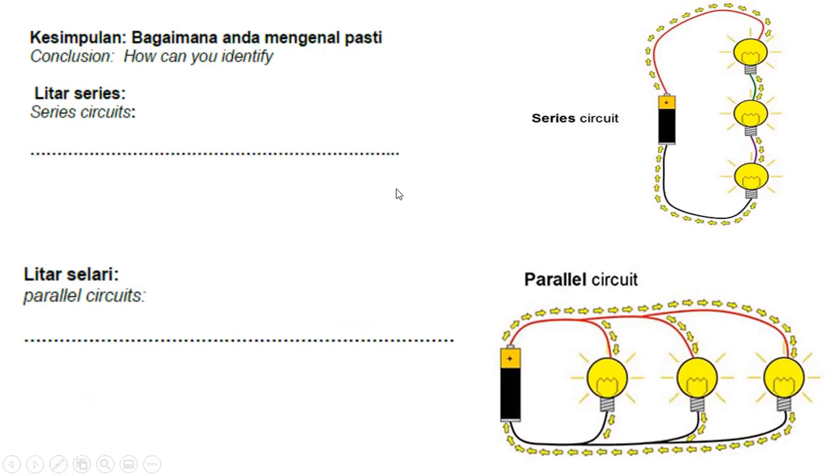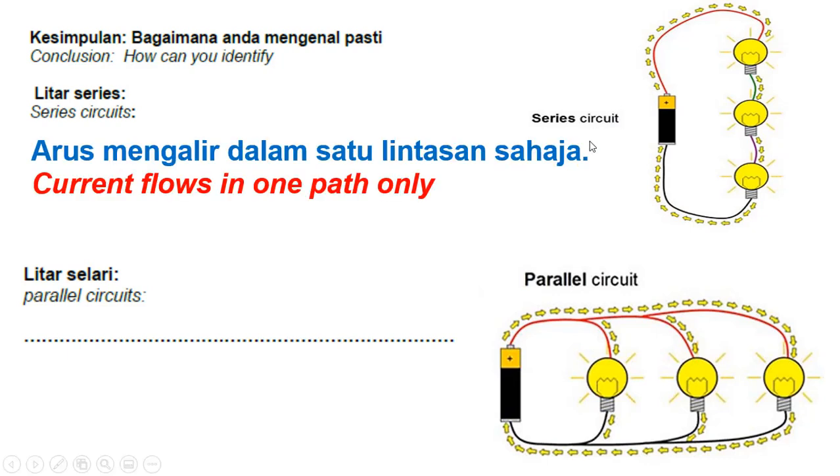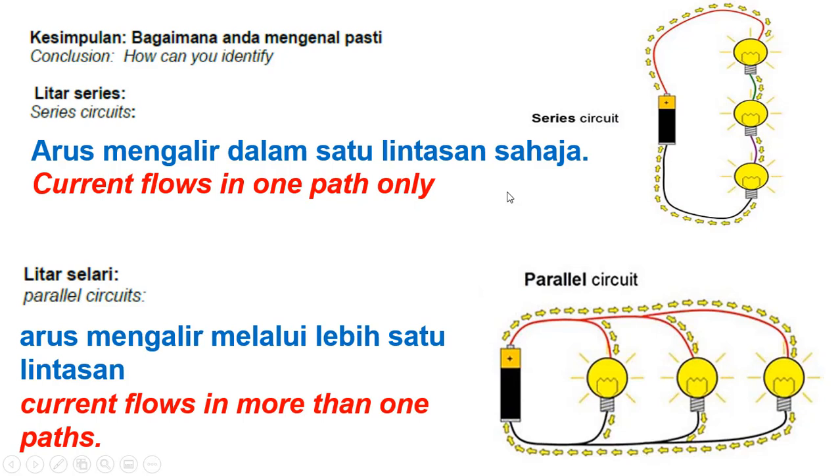As a conclusion, how can you identify? First, a series circuit means current flows in one path only. From the positive terminal, it goes to bulb 1, bulb 2, bulb 3 along the same path. Now how about parallel circuits? Current flows in more than one path. From the positive terminal, the current separates into three paths, 1, 2, 3, and then combines back into one path and goes to the negative terminal. So in a parallel circuit current flows in more than one path, and in a series circuit current flows in one path only.